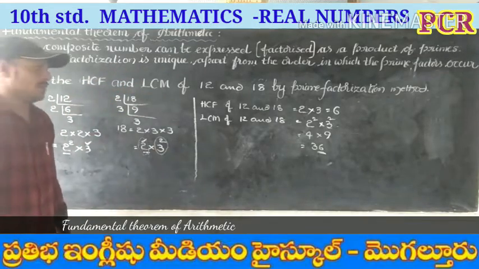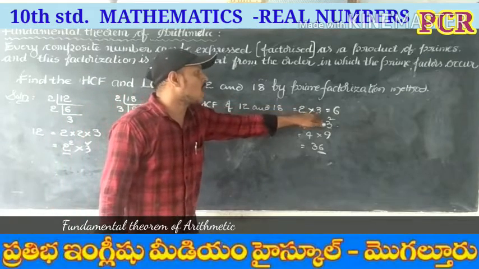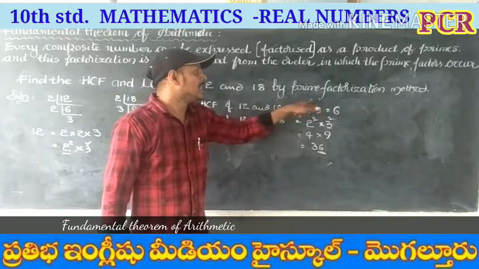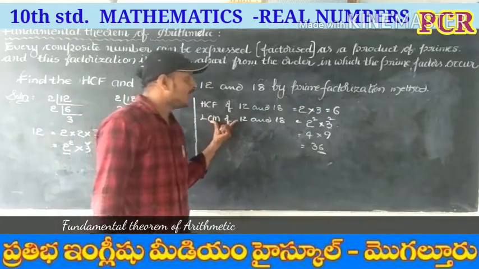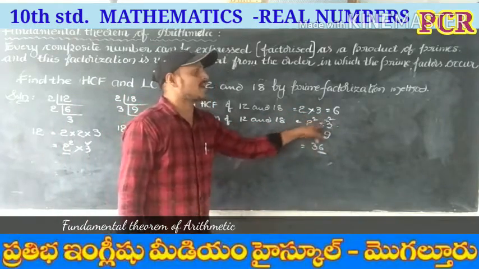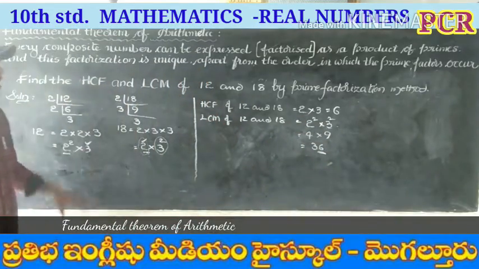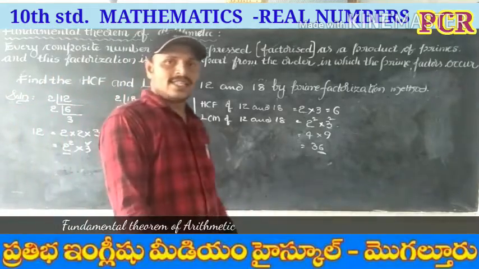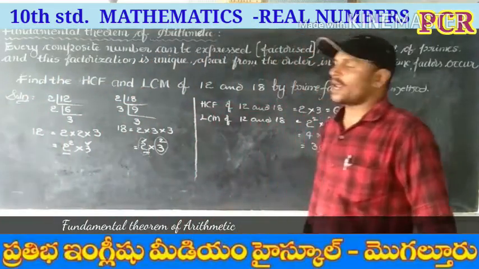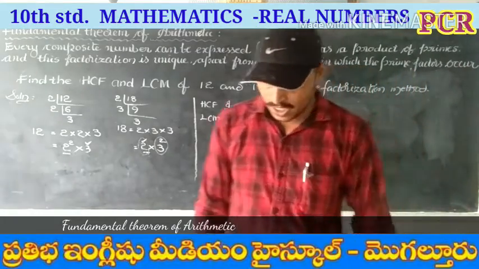So 36 is the LCM of 12 and 18. The HCF of two numbers is the product of the least powers of the common factors, and the LCM is the product of each factor with its highest power. So this is finding HCF and LCM by using the prime factorization method, and you can try.